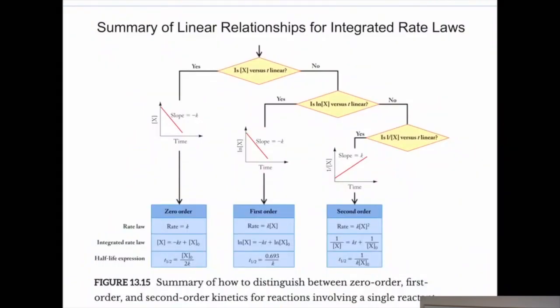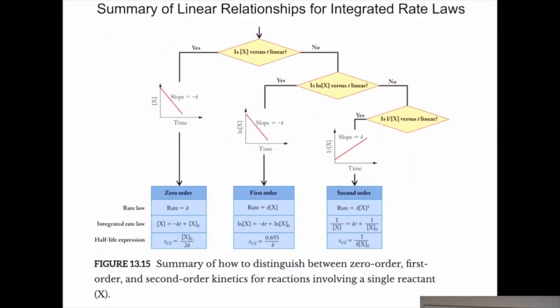You are given these. So here they are. This is just a figure from your textbook. Here's the integrated rate law for zero order. Here it is for first order. Here it is for second order. You can tell right from them what you expect the slope to be. You have to know how to recognize a negative slope from a positive slope.